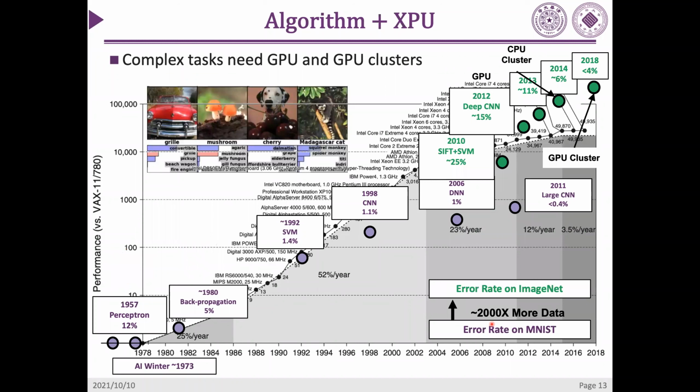But after that, more complex deep neural networks and large-scale data sets requires GPU or GPU clusters that shows in this green dots. And we can see that, okay, these GPU clusters makes the accuracy becomes better and better.